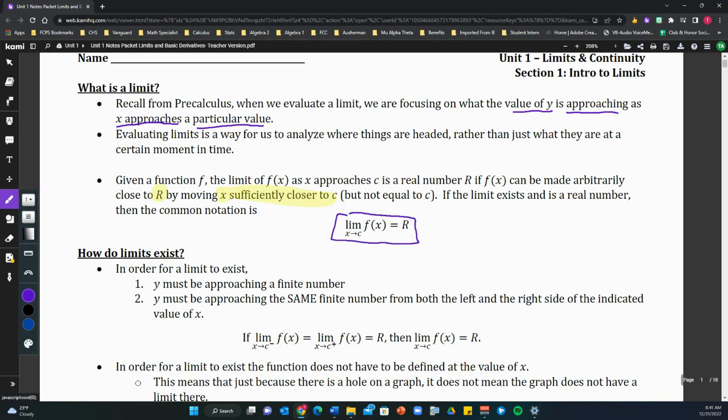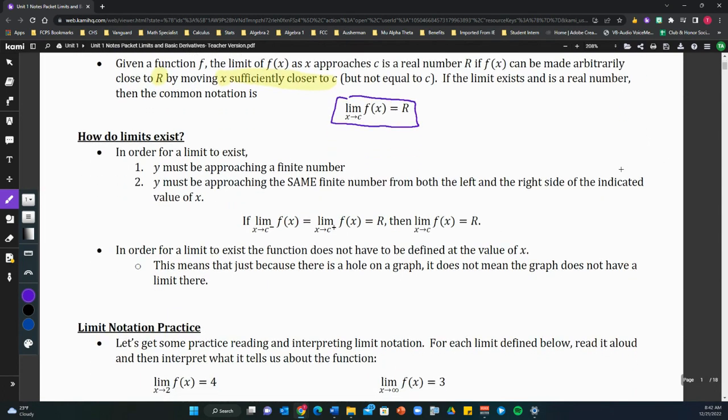We read this as the limit as x approaches c of f of x equals r, or some real number. Now we have to talk about how limits exist. There are all kinds of different possibilities when we evaluate limits, but there are a couple of rules that we have to follow in order for that limit to exist.